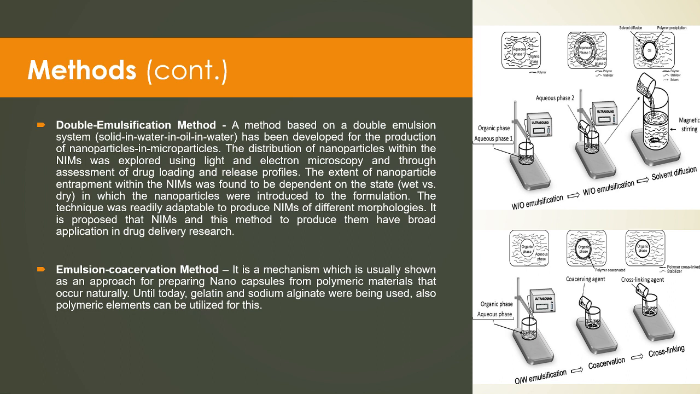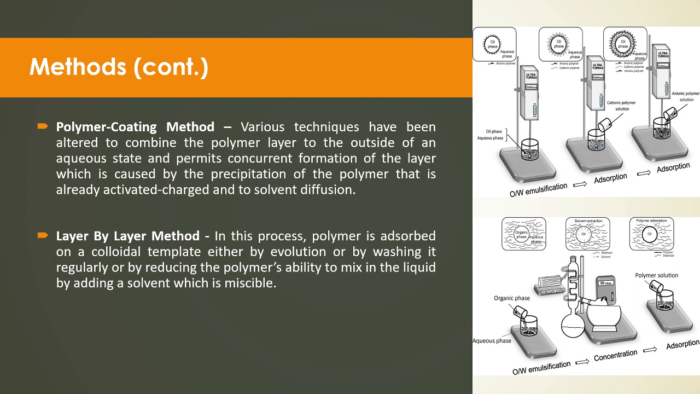It is a mechanism which is usually shown as an approach for preparing nanocapsules from polymeric materials that occur naturally. Until today, gelatin and sodium alginate were being used. Also, synthetic polymeric elements can be utilized for this. So there are other methods also. I'm discussing the third one, that is the polymer coating method.